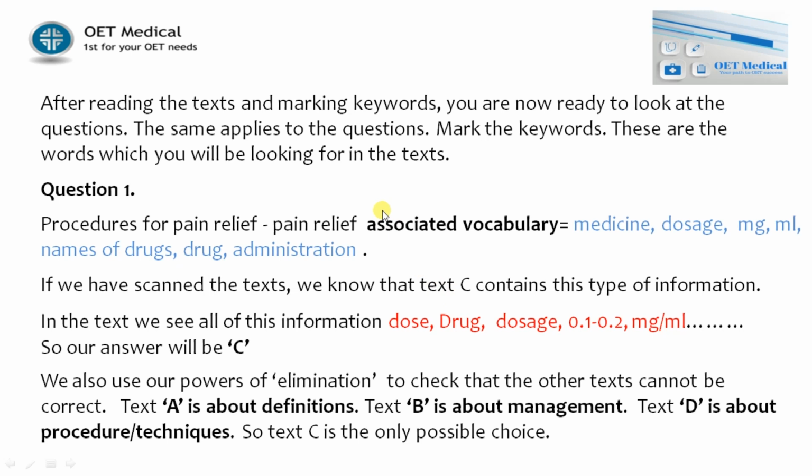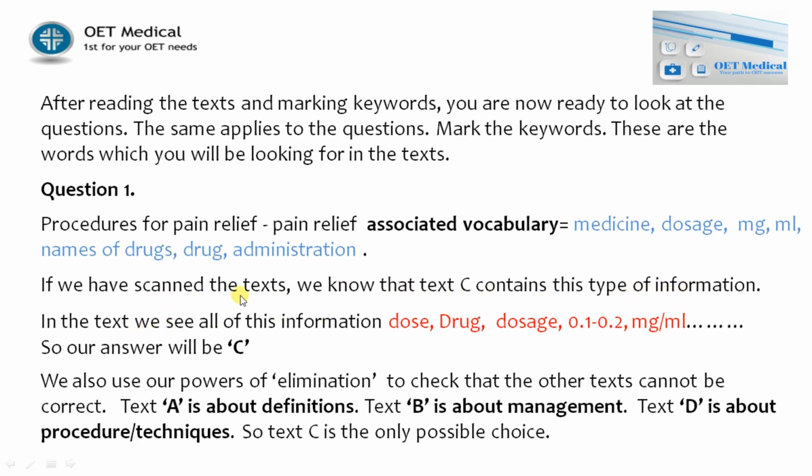Okay, so after reading the text and marking the keywords, you're now ready to look at the questions. So the same technique applies. Mark the keywords in both. Yes, both the text and in the questions. So question 1, if you remember, question 1 talked about procedures for pain relief. Associated vocabulary, i.e. keywords, could be medicine, dosage, milligrams, milliliters, names of the drugs, drug and administration. If we scan the text, we know that C contains this kind of information.